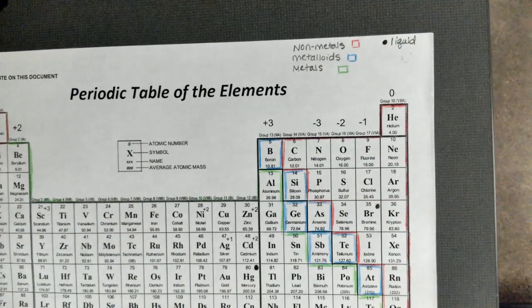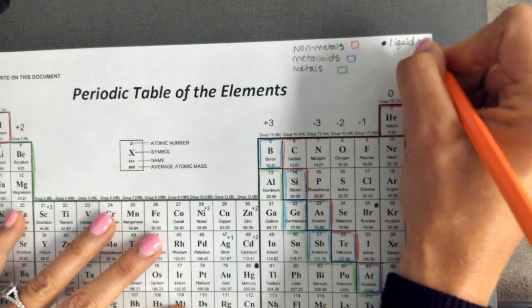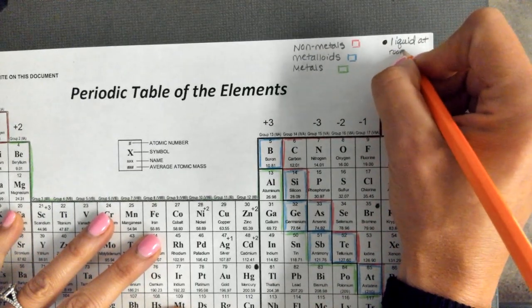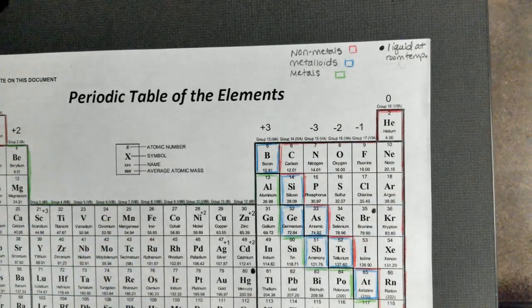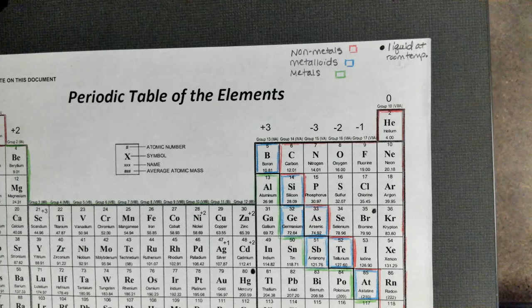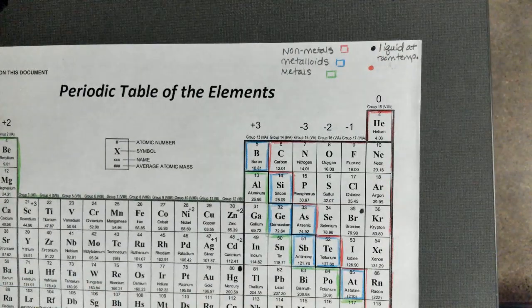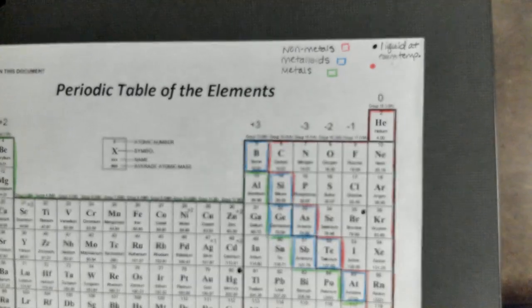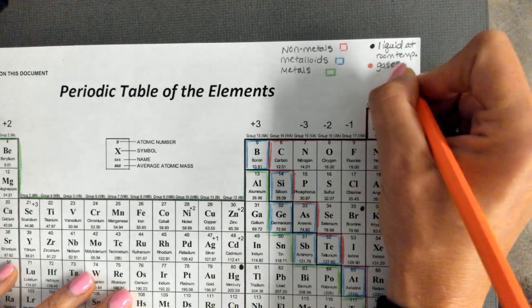Okay, that's what it means. So it's a liquid at room temperature. So that's mercury and bromine. Now I'm going to draw a red balloon in the boxes of elements. I'm just going to do a dot. I'm going to do a red dot in all of the boxes in which those elements are gases at room temperature.